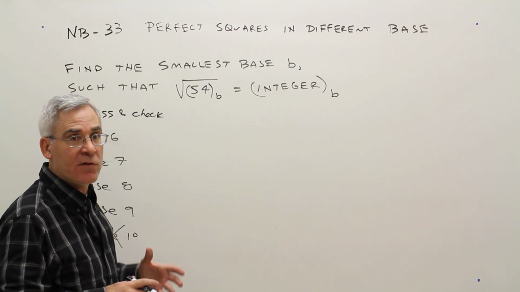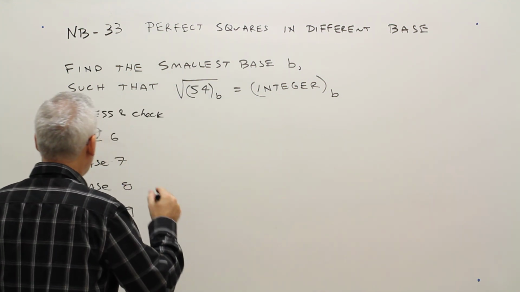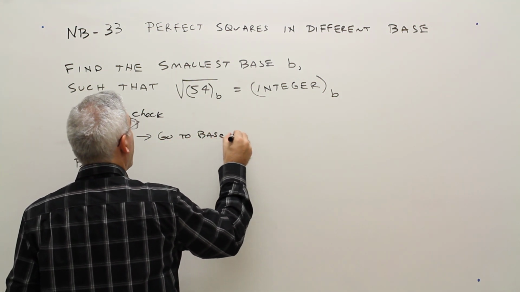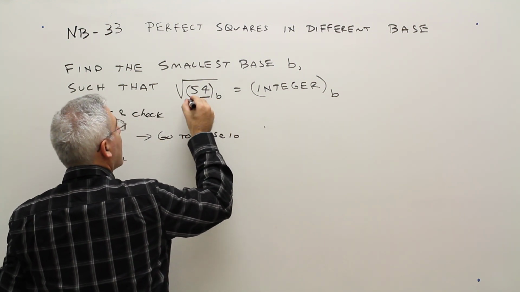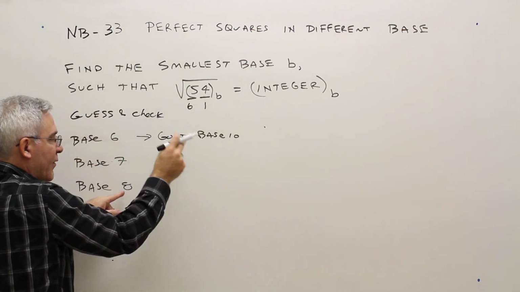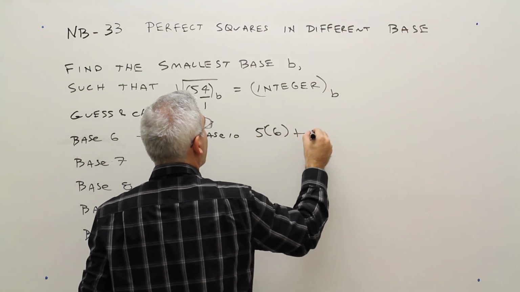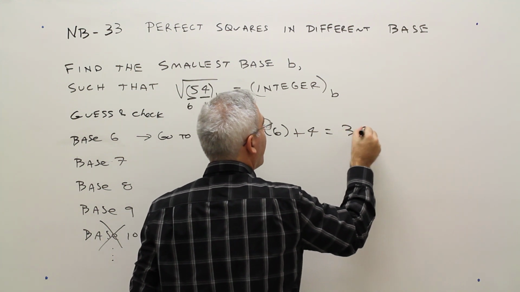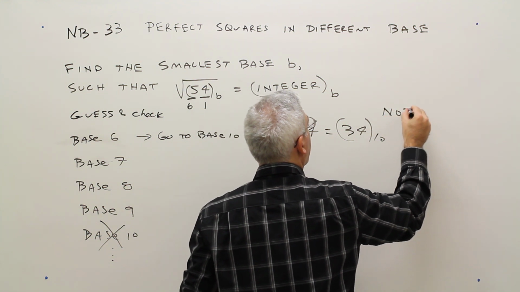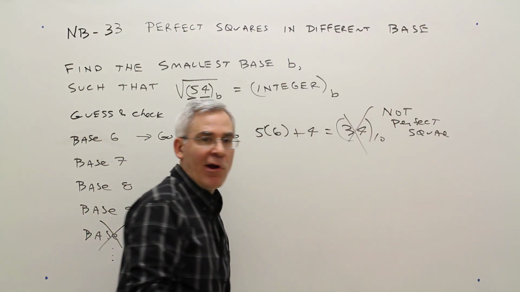So if this were base 6, let's expand it to base 10, because I'm really good with my perfect squares in base 10. So go to base 10. This would be the 1s, and that'll be the 6s. And then over here will be the 1s and the 7s, the 1s and the 8s, etc. So over here, it would be 5 6s plus 4. That's 34 in base 10. That's not a perfect square. So I cross it off my list.